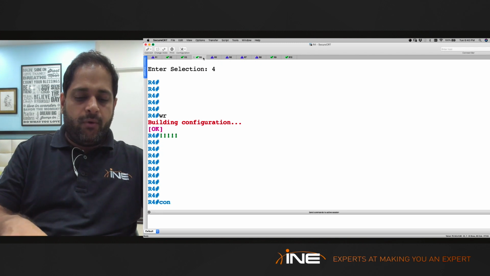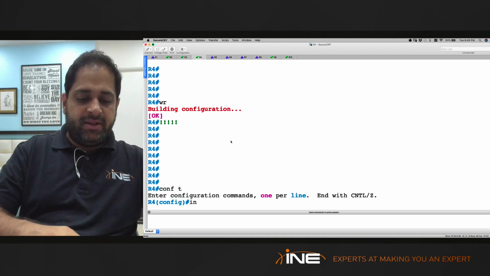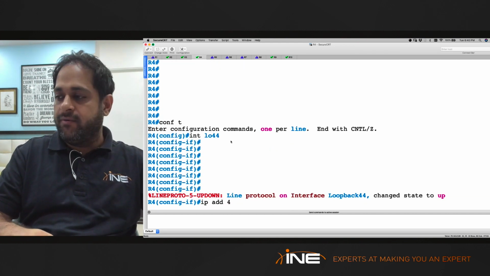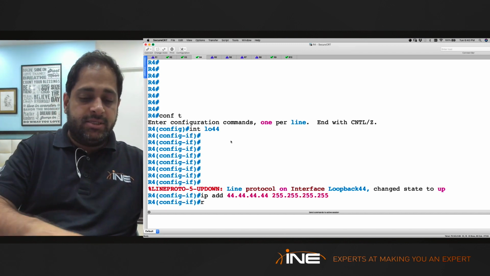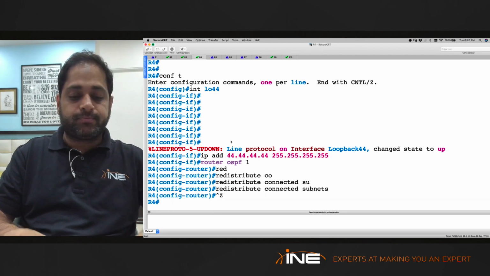So on R4, let's create one loopback, interface loopback 44, and say IP address 44.44.44.44, 255.255.255.255. And let's go to router OSPF1 and redistribute connected subnets.